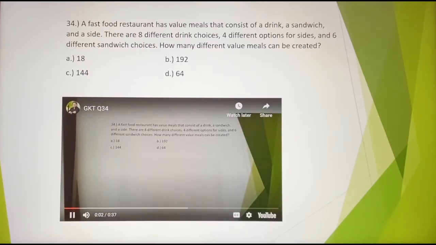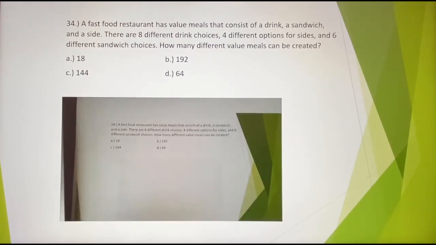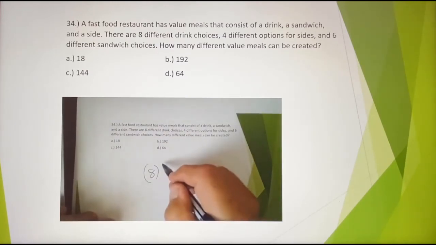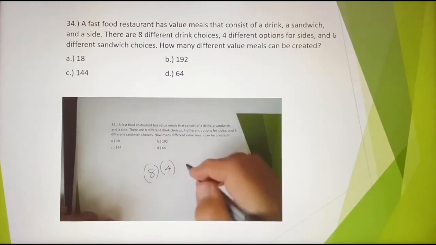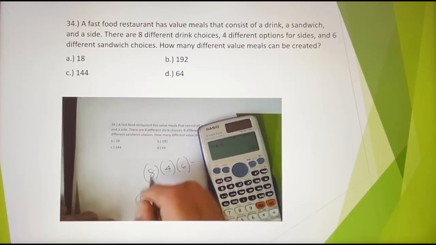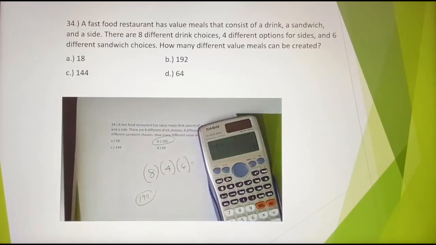In this next problem, we know that there are drinks, sandwiches, and sides to choose from. So we know that there's 8 drink choices, and there's 4 sides, and there's 6 sandwiches. All we need to do is multiply those options together. 8 times 4 times 6 is 192. It's 192 options.